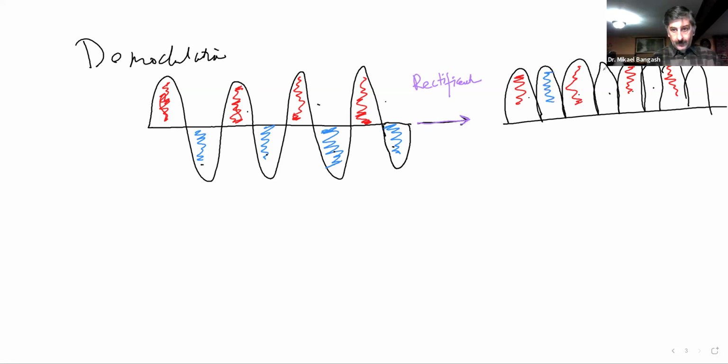And we mainly can say that the negative voltages became positive. Did you guys get that? Good. So this was mainly what rectification would be.